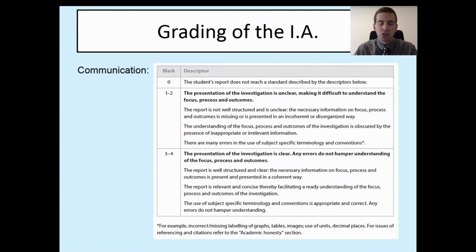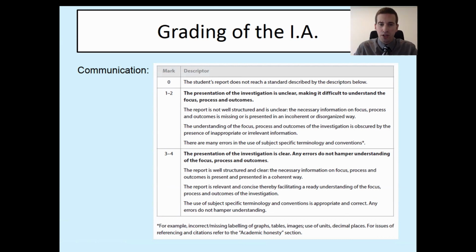And last but not least is the communication. So I've put here the full grade descriptors. And you can see here it's broken into different parts, 0, 1 or 2, 3 and 4. So if you're in one part, but you don't have all of the pieces of information, you might drop down to the lower part, for instance, the 1 or the 3.